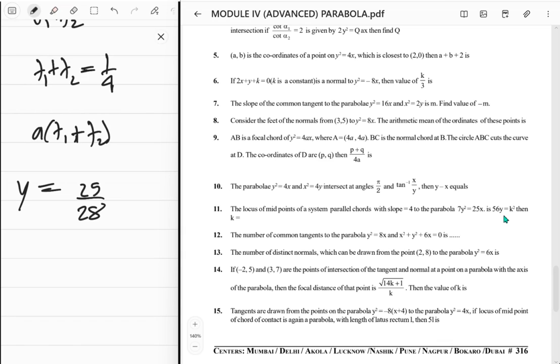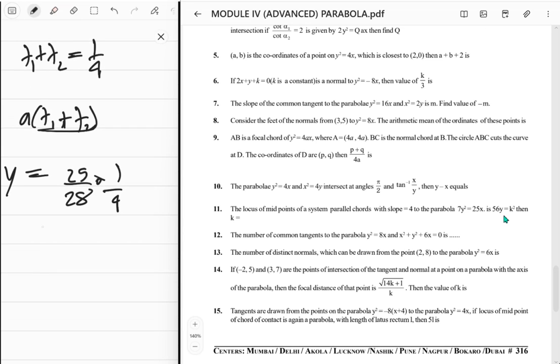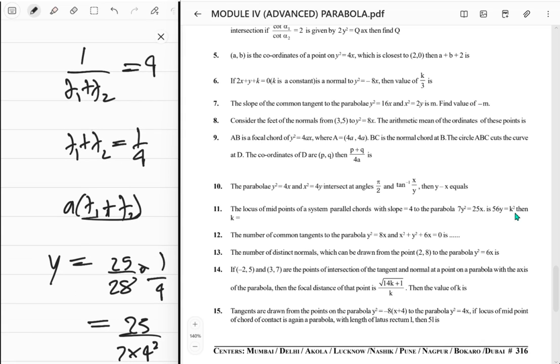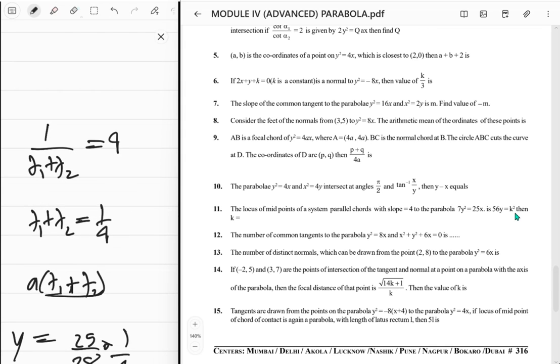And all of that times 1 upon 4 because of this thing. So it's going to be 25 upon, you already got 7, it's like 7 times 4 squared. That's going to work. So 7y equals, you want 56y equals something squared, huh? That's weird. This is for sure, right? 1 upon (t1 plus t2). No, 2 upon (t1 plus t2).